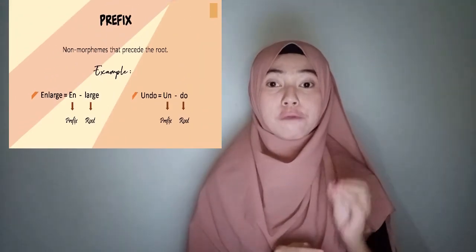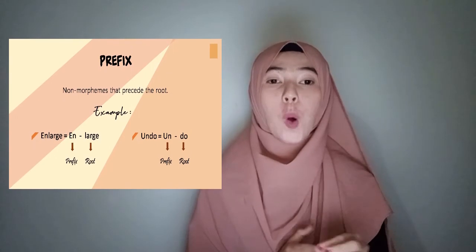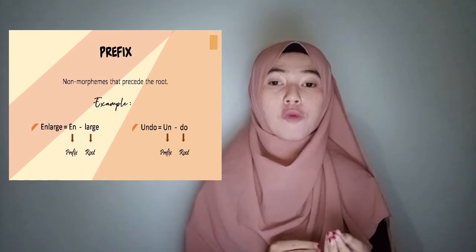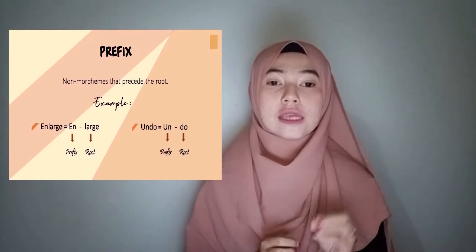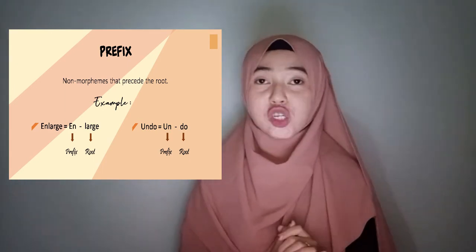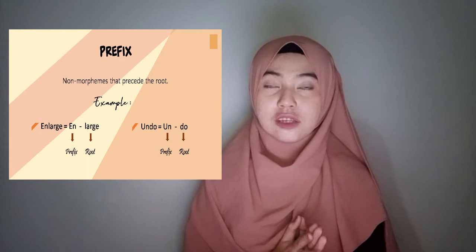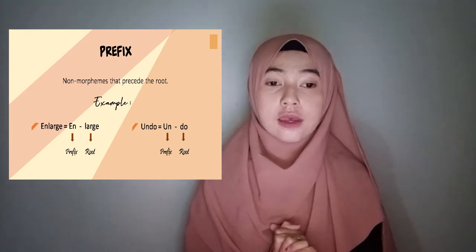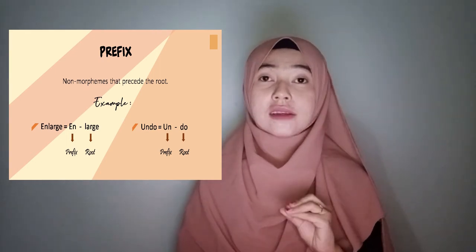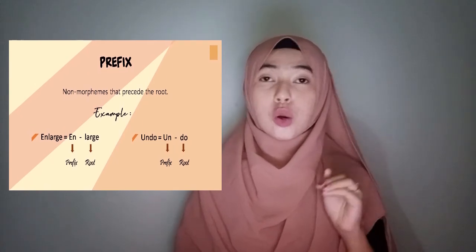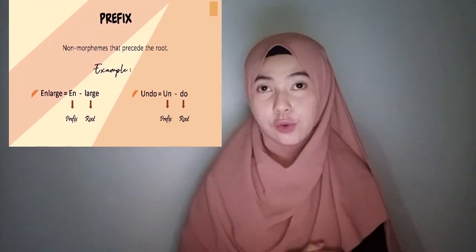Okay, next, prefix. A prefix is an affix which is placed before the stem of a word. Adding it to the beginning of one word changes it into another word. For example, enlarge. In enlarge, en is the prefix, large is the root. And next, unto. In unto, un is the prefix, to is the root. You got it?